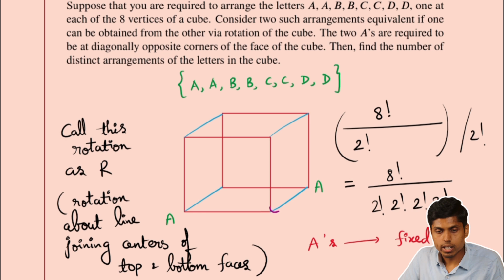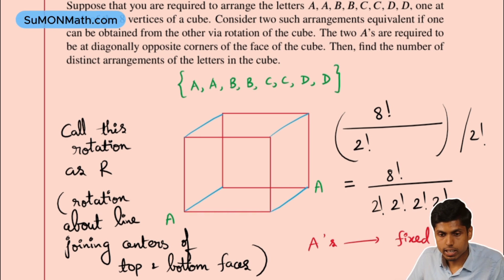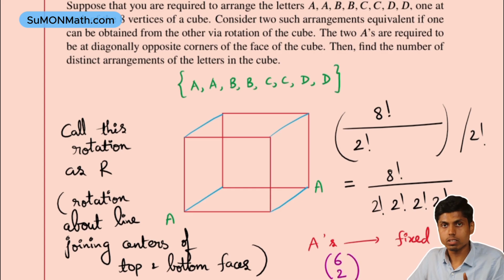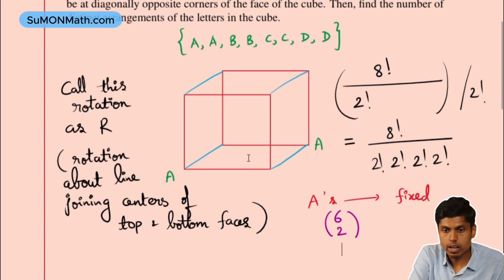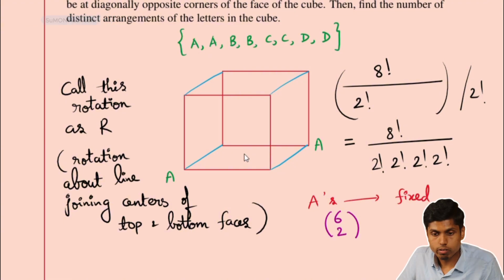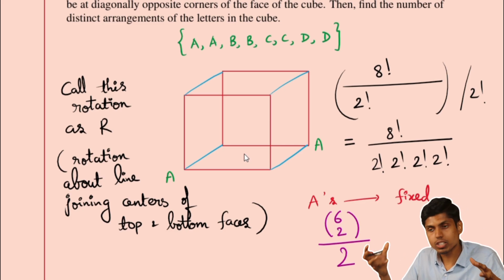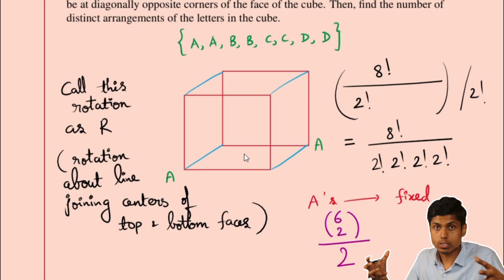So let's count that a little later. For now, there are 6 remaining vertices, and you choose 2 vertices to place those B's. But now, since you can perform this rotation R, you have to divide this by 2, because when you perform this rotation, you're going to get a different configuration. So you have to club that different configuration with the original configuration. So that's why you divide by 2.